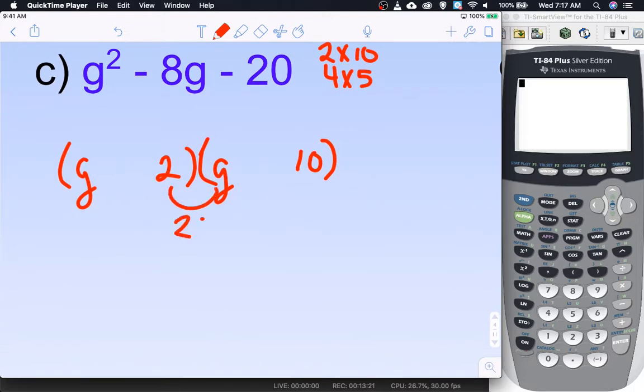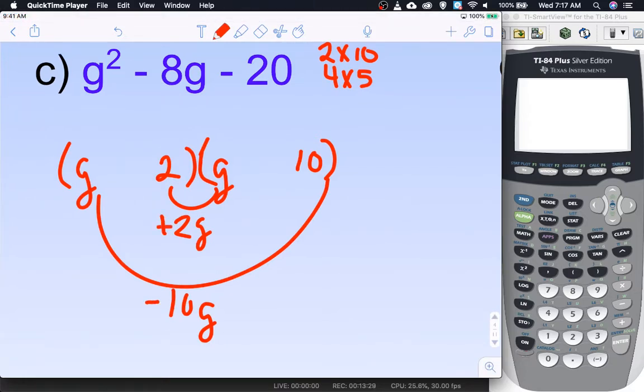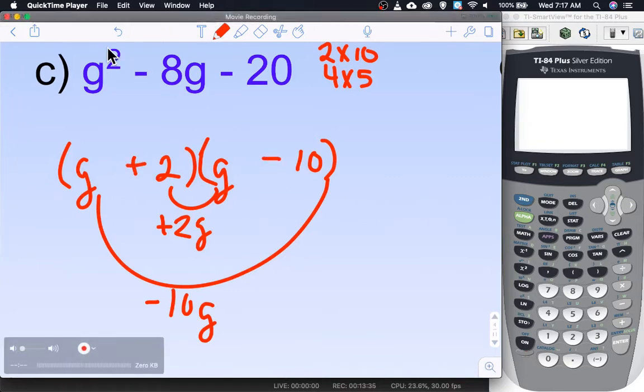This is a 2g, this is a 10g. To make this become a negative 8, I would need a negative 10 and a positive 2, which makes this a plus 2 here and a minus 10 there. That makes my middle term perfect. I now have a negative 8. Negative 10 and positive 2 is negative 8. Now I'm also checking my last term. Positive 2 times negative 10 is negative 20. We're good.